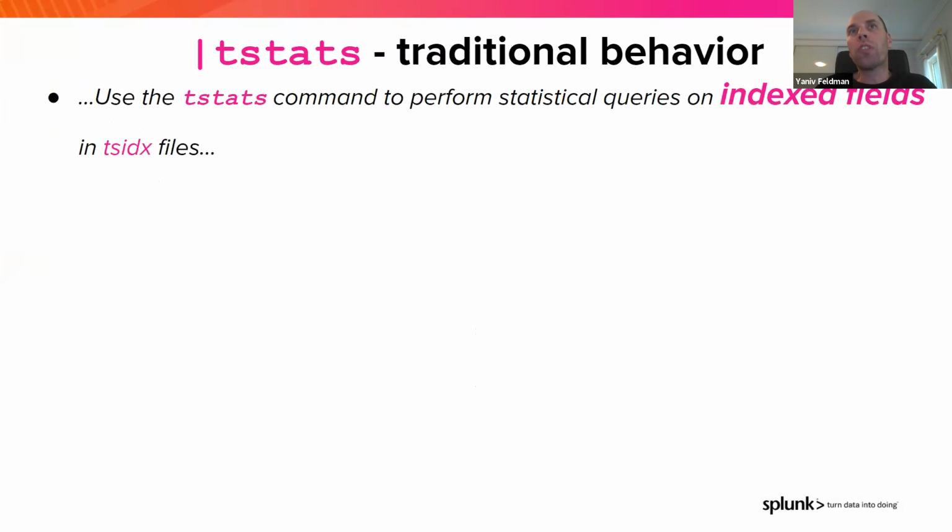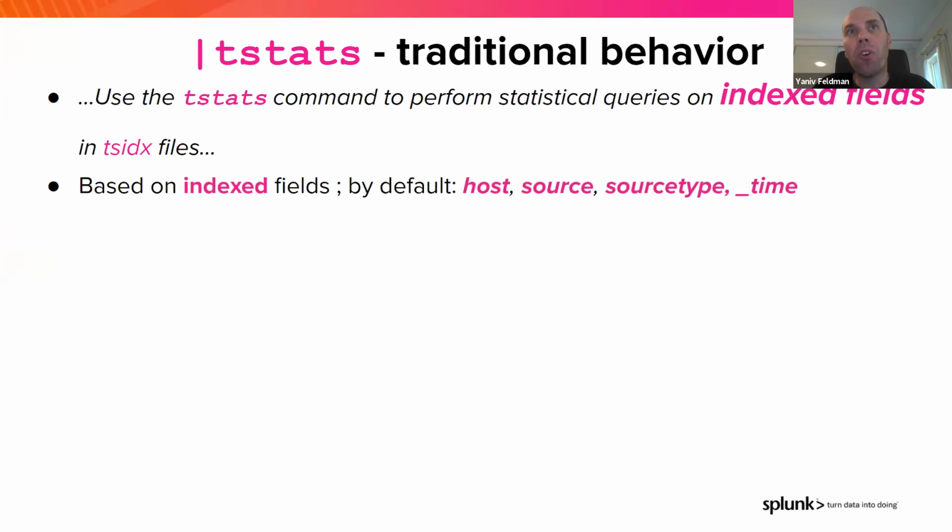So we know we can use tstats to run those statistical queries, but there's a caveat. We can only use the tstats command on indexed fields in the TSIDX file. And by default, those indexed fields are host, source, source type, and time. And that's all good as well.